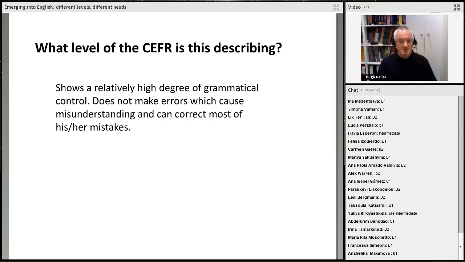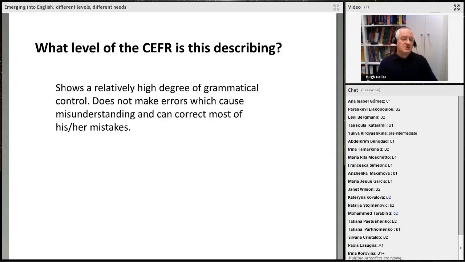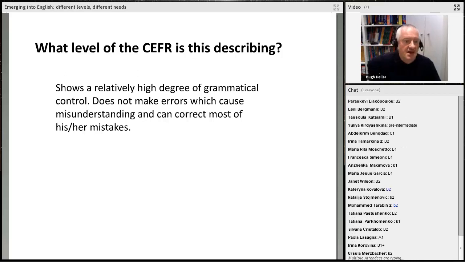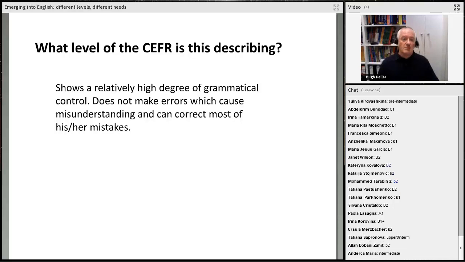Yeah, B2 is the correct answer. Okay, so basically by the time you get to B2, so let's say upper intermediate advanced, you can show a high degree of grammatical control, you don't make errors, you can correct most of your mistakes. In order to do that, you must have had a lot of experience in meeting and using this grammar before you get to that level.